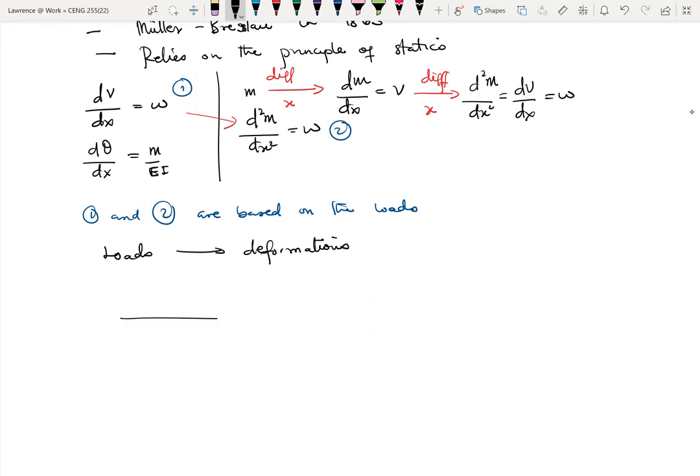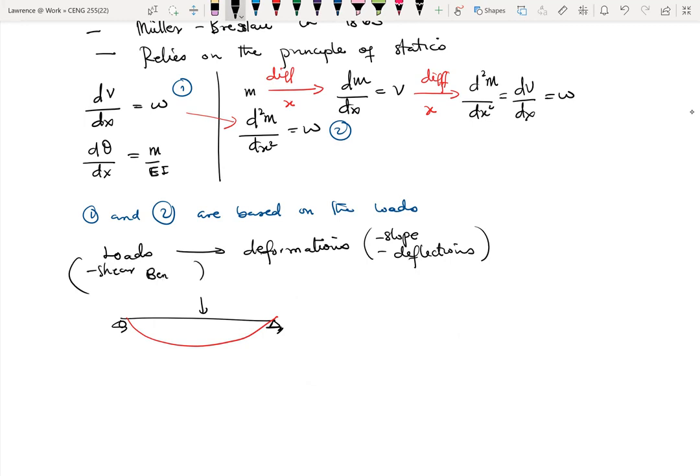Anytime we have a system and we apply a load on it, the system will undergo some deformation. These deformations are slopes and deflections. Some might even say displacement, because I think displacement encompasses both deflections and slopes. And these loads can either be shear or bending.